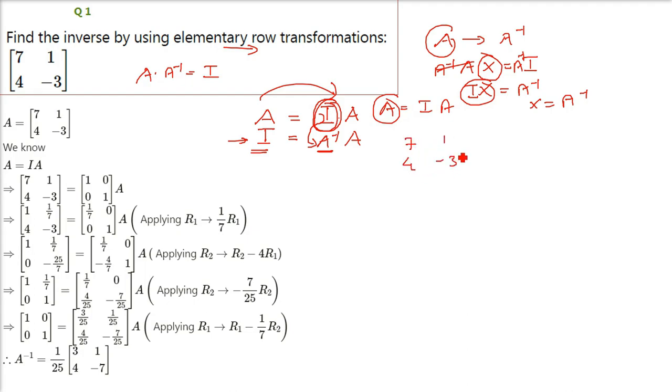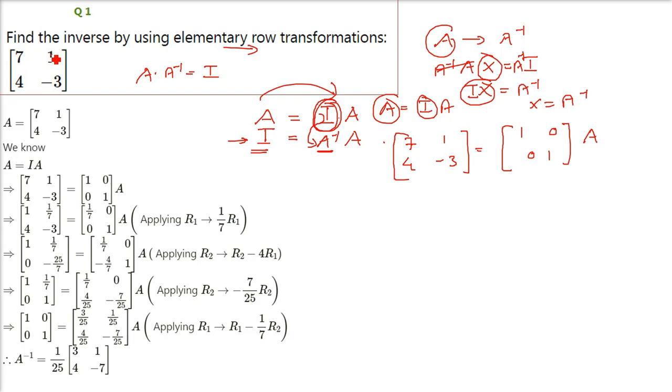So I'm writing this A matrix. It's 7, 1, 4, minus 3. I'm writing the identity matrix here. So 1, 0, 0, 1. This matrix will be the inverse matrix after we complete all the row transformations. And on the right hand side we write A, that is the multiplication with A. So whatever changes we do on the left hand side, the same row transformation will be carried out on the right hand side, both ways.